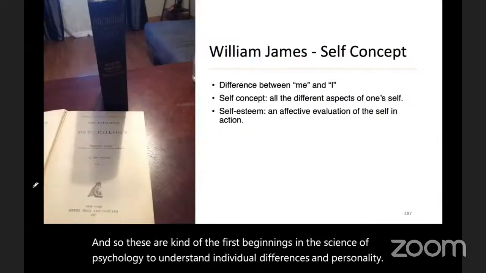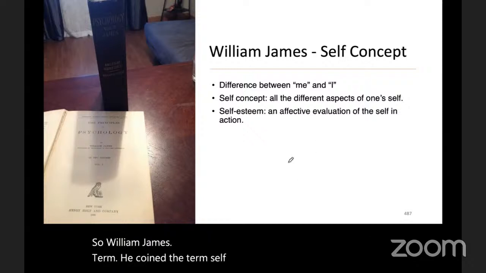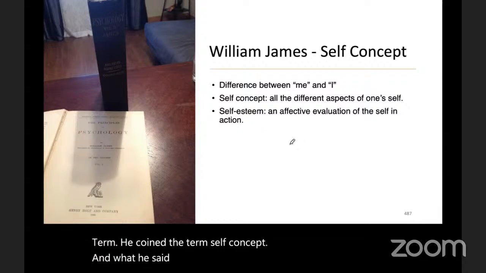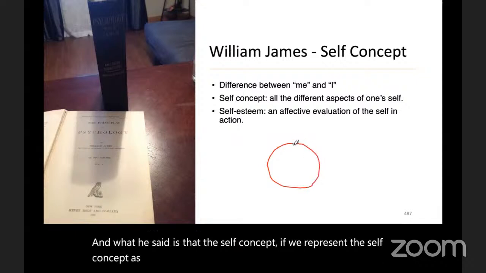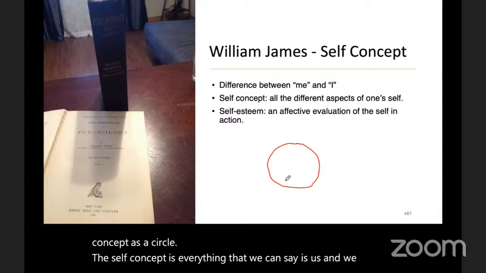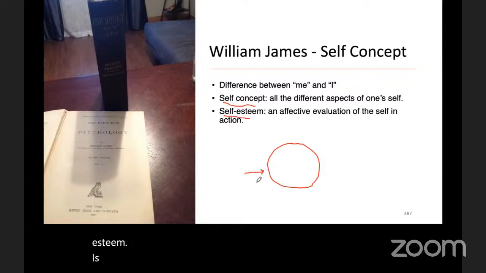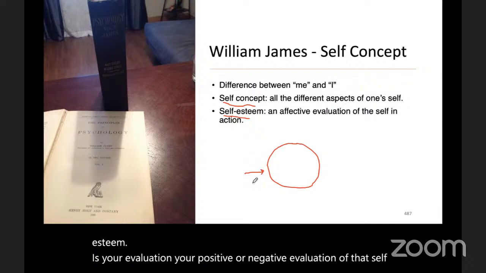So William James coined this term. He coined the term self-concept. And what he said is that the self-concept, if we represent the self-concept as a circle, the self-concept is everything that we can say is us. And we put all of those things in this circle, okay? That's the self-concept. Self-esteem is your evaluation, your positive or negative evaluation of that self-concept, okay?